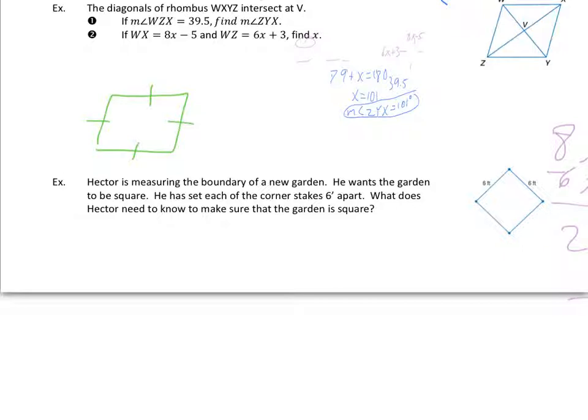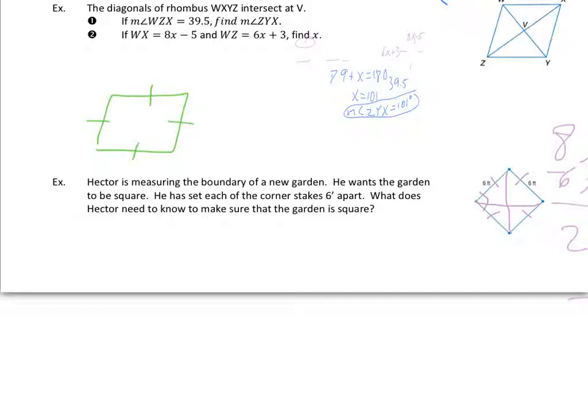Well, first of all, if he's got all the side lengths congruent, he's got to make sure that his diagonals are congruent. If his diagonals are congruent, it's going to be a rectangle, it's going to be a square. That means it's going to have 90-degree angles. If they're not congruent, then we would not have 90-degree angles, and it would not be a rectangle, it would be a rhombus.